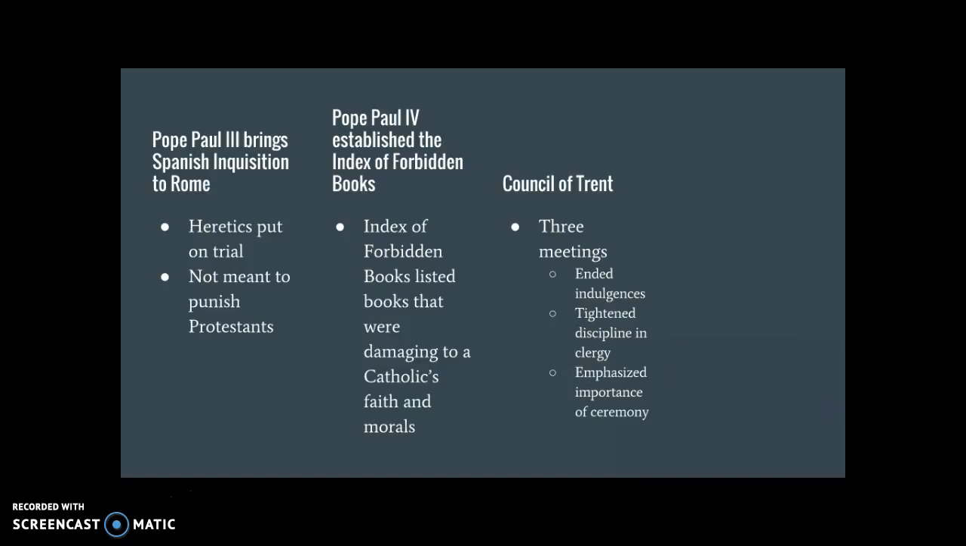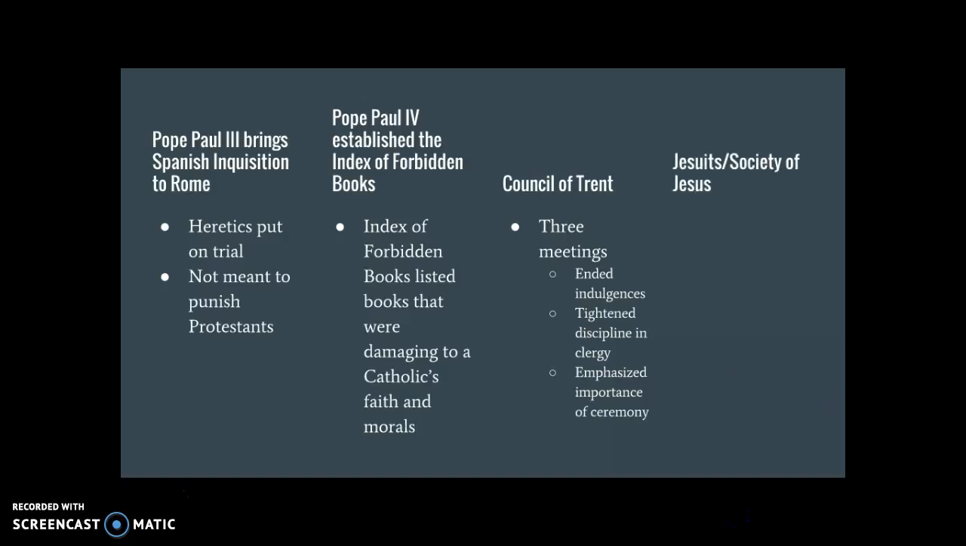And we also see that they place more importance on the ceremony and rituals in Catholicism again. So for instance, weekly attendance at Mass became obligatory. Baptisms and marriages were more strictly regulated as well.